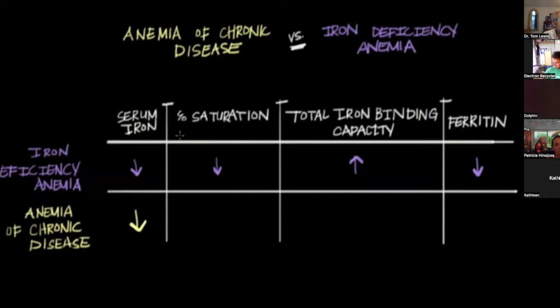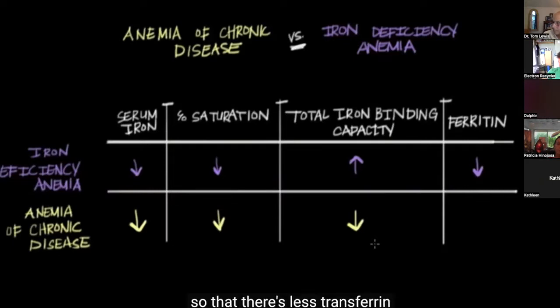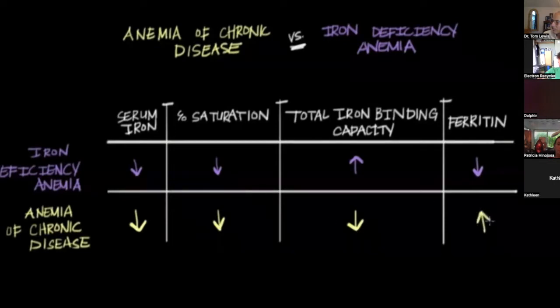The percent saturation, which is again the percentage of transferrin binding sites that are actually filled up with iron, would also be decreased. The total iron binding capacity, or the amount of transferrin that's in the blood in anemia of chronic disease, is decreased. And again, this makes sense. It goes totally in line with what the body's trying to accomplish. It decreases the production of transferrin so that there's less transferrin out there in the blood trying to bind to iron. Okay. And finally, the ferritin, which is reflective of the total amount of iron in storage in the body in anemia of chronic disease, is characteristically increased.